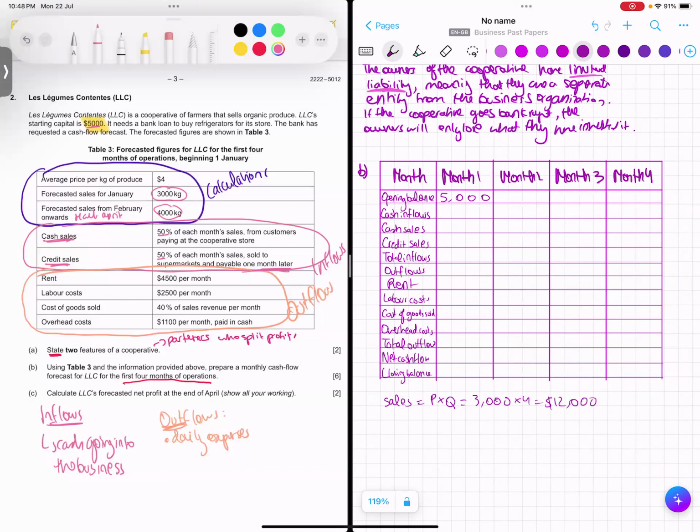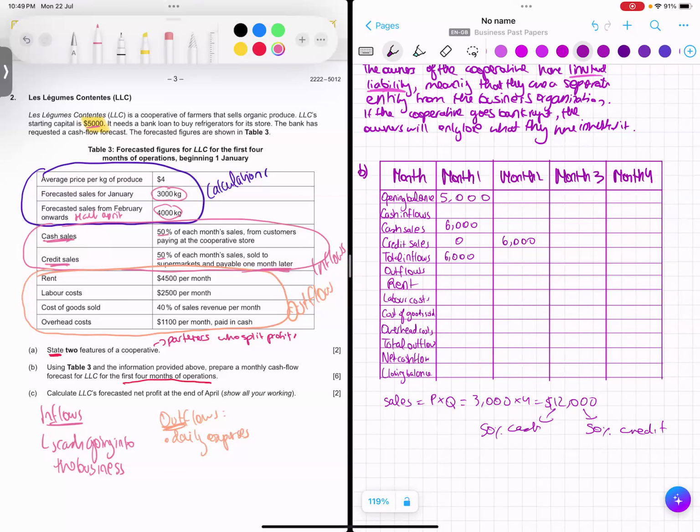But remember that half goes for cash, half goes for credit. So what we end up doing is writing 6,000 here, 0 here, and then 6,000 here. Deal? This is how it goes, because 50% is cash, 50% is credit 1 month later. Then total inflows is 6,000. Okay? So these are our inflows.